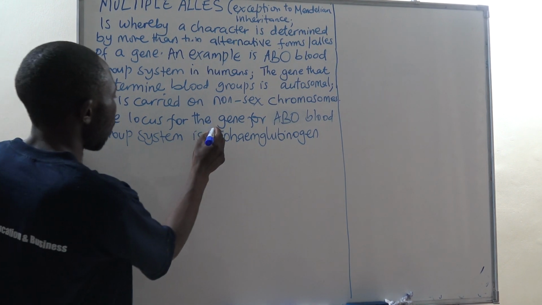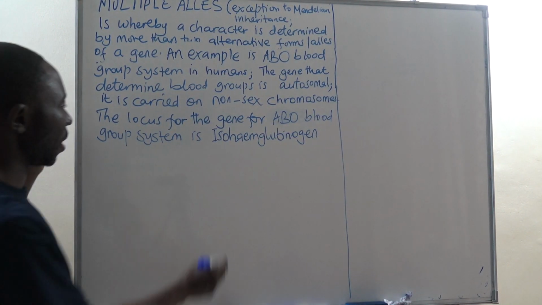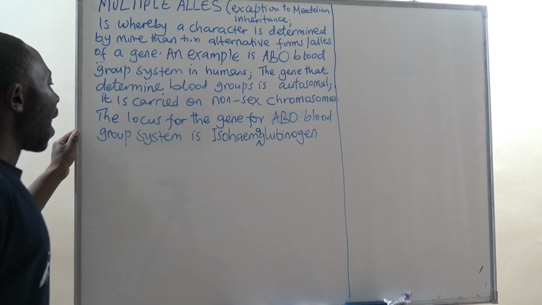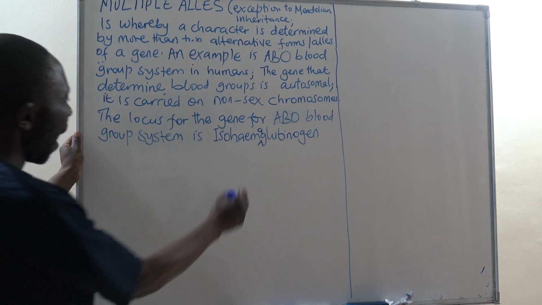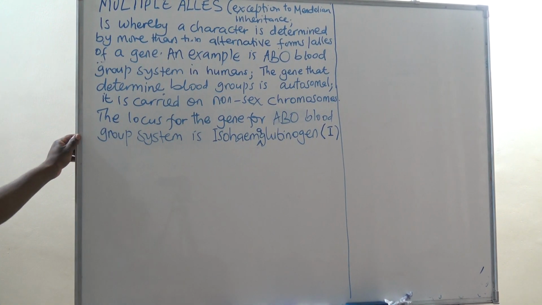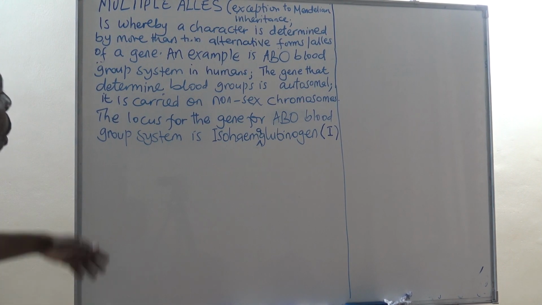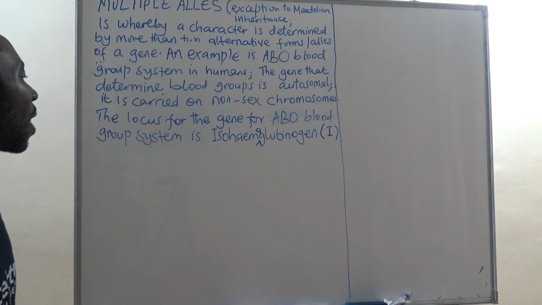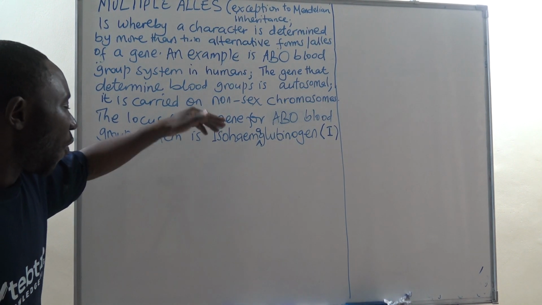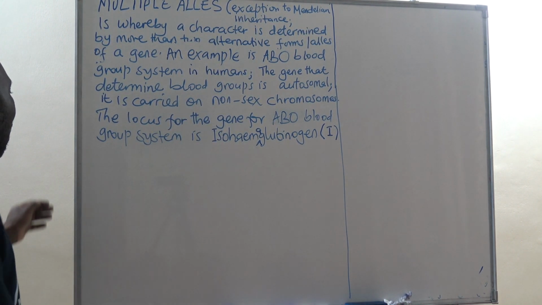It is called isohemagglutinogen. We can insert letter A at this position. Isohemagglutinogen is abbreviated as capital I. So the genes which determine blood groups are always carried on another gene, or they are found on a locus called isohemagglutinogen.